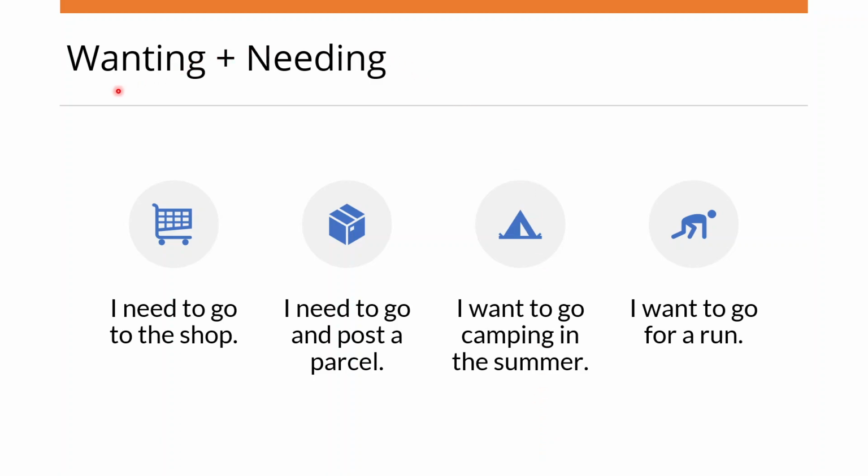So when we want something or need something, we use a different form of the verb. We use the base form, we use to go by itself, we don't use the continuous. We say I need to go to the shop, or I need to go and post a parcel. Or if you want to do something in the future, we say I want to go camping in the summer, or I want to go for a run. So we're using the present simple instead of the present continuous form.